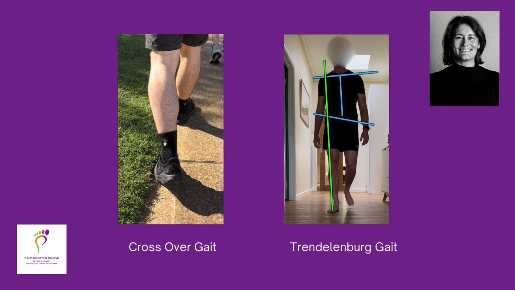And this occurs when the hip drops on the swing side, indicating weakness in the hip abductors and the abdominals. You'll also have the opposite side, which is the stance side. The lower back and the glutes have to work harder to stabilize the pelvis.